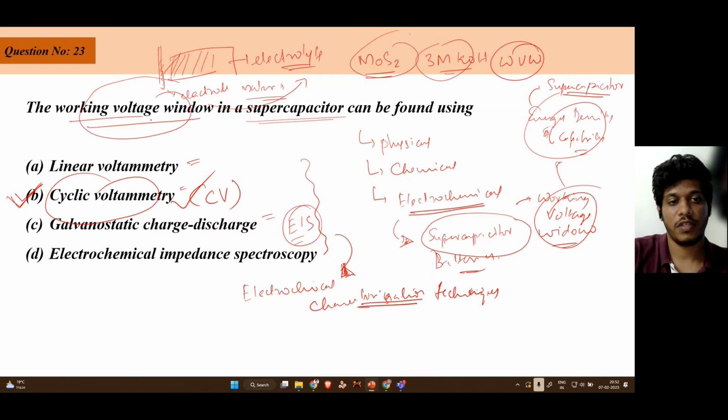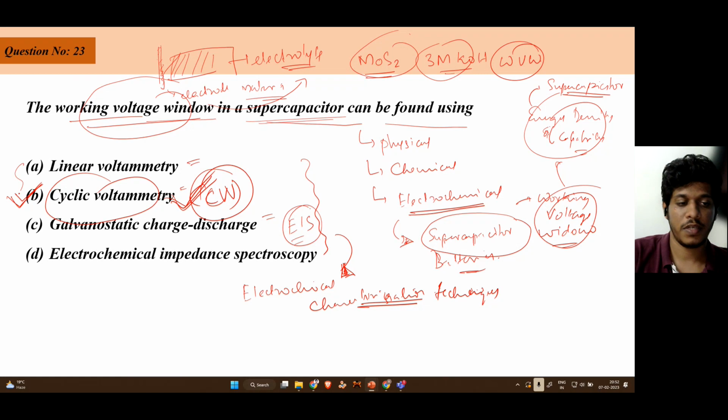And the 23rd question was, the working voltage window of supercapacitors can be found using what? The answer was cyclic voltammetry, or CV. The basic electrochemical characterization techniques are linear voltammetry, cyclic voltammetry, galvanometry, static charge discharge, and electrochemical impedance spectroscopy. Out of these, the cyclic voltammetry, or CV technique, is used to understand the working voltage window in a supercapacitor. This working voltage window determines the energy storage capability of the supercapacitor, so it is a very important parameter when fabricating a supercapacitor.